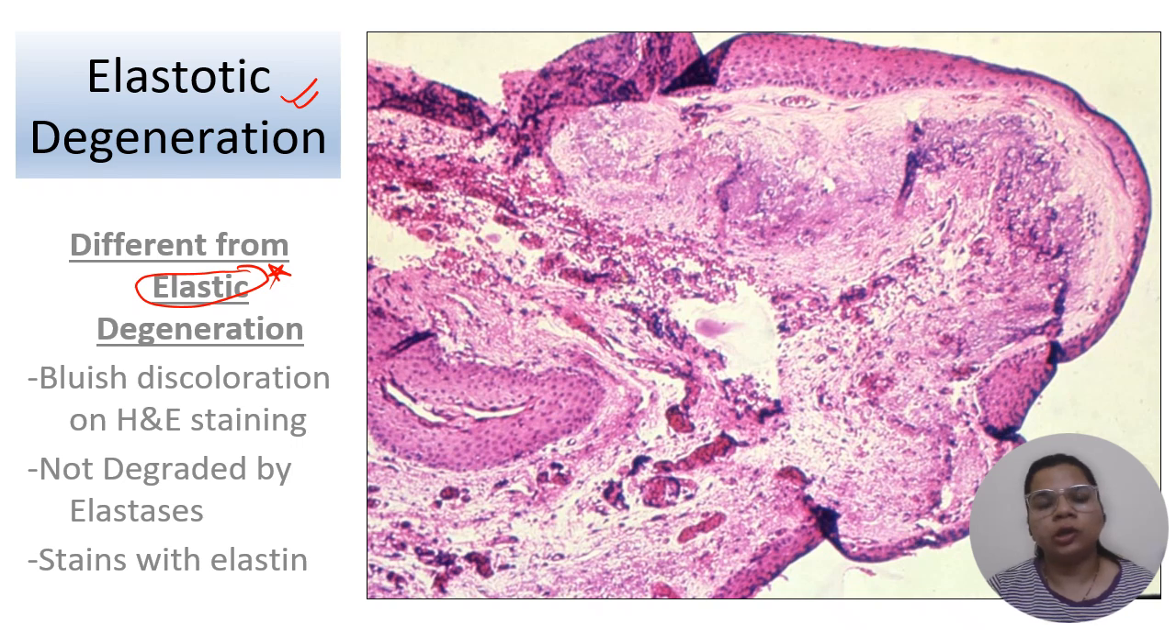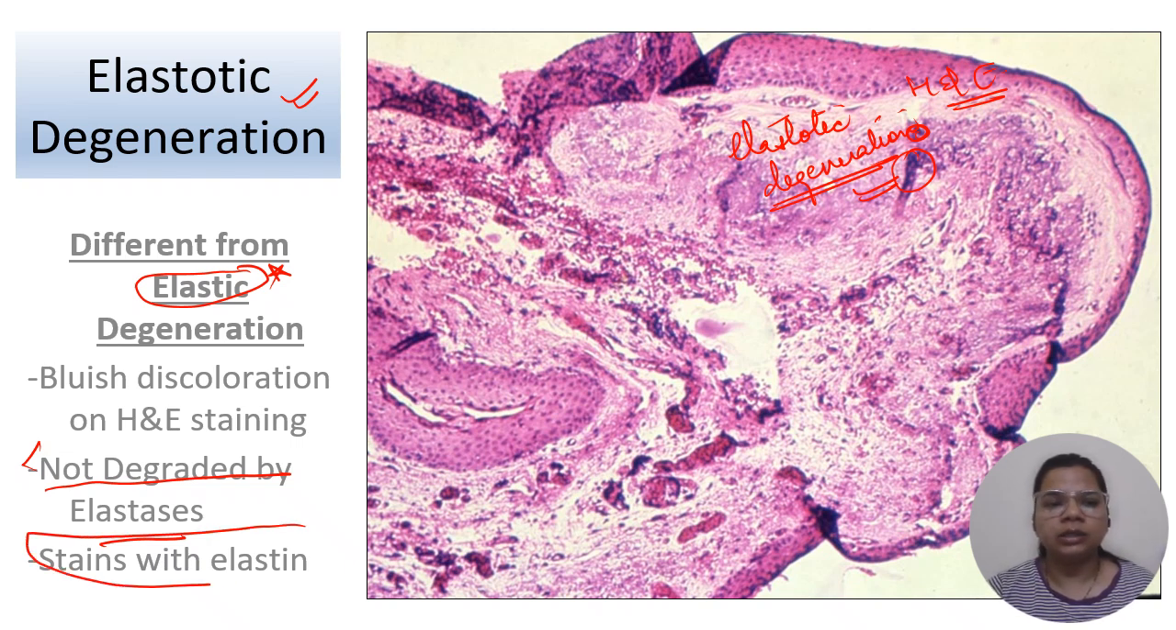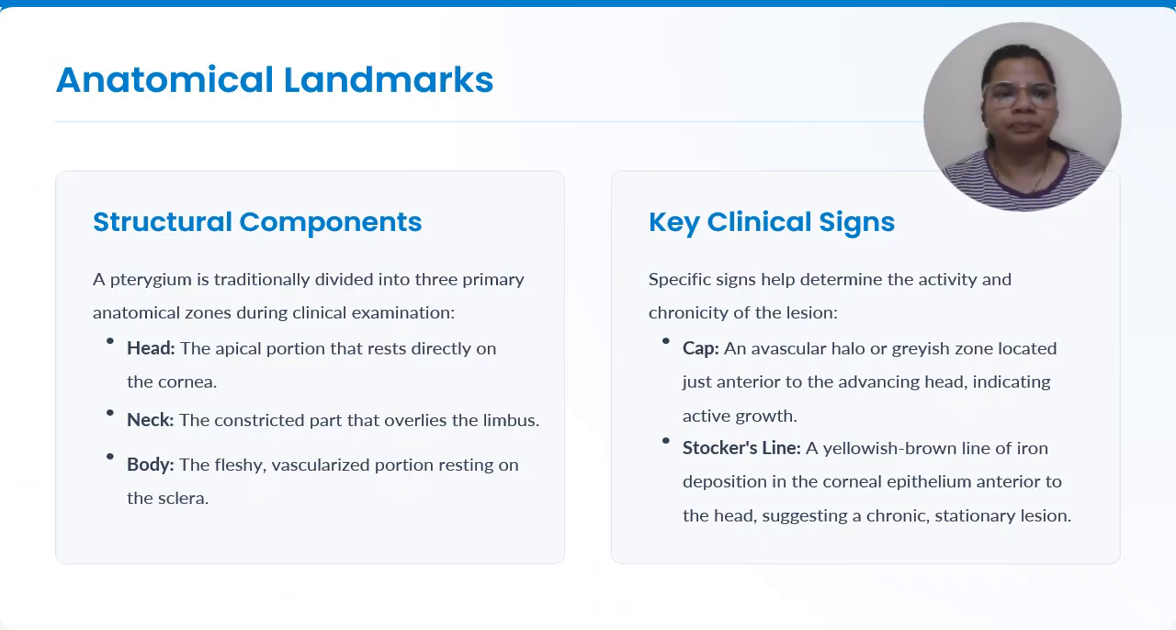So this is the histopathological image of the pterygium lesion. As we can see, these blue areas are the elastotic degeneration. We can stain it with HNE, and they are not degraded by elastases but stain with elastin. So this is an important feature: they stain with elastin but are not degraded by elastases. That is why it is elastotic degeneration and not elastic degeneration.